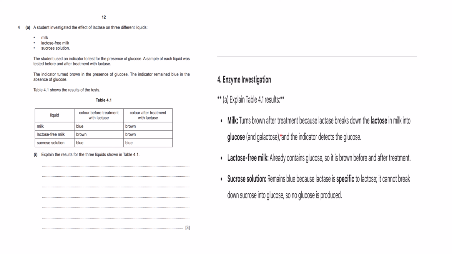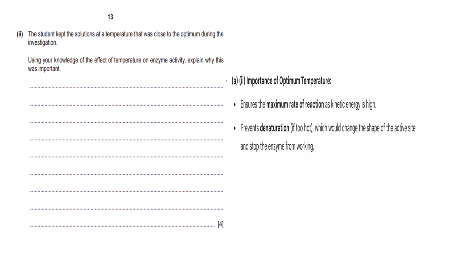Milk turns brown after treatment because lactase breaks down the lactose in milk into glucose and galactose, and the indicator detects the glucose. Lactose-free milk already contains glucose, so it is brown before and after treatment. Sucrose solution remains blue because lactase is specific to lactose. It cannot break down sucrose, so no glucose is produced.